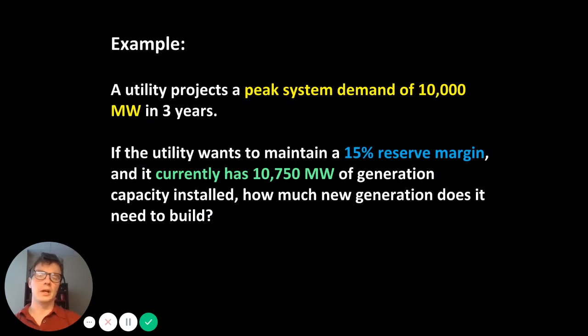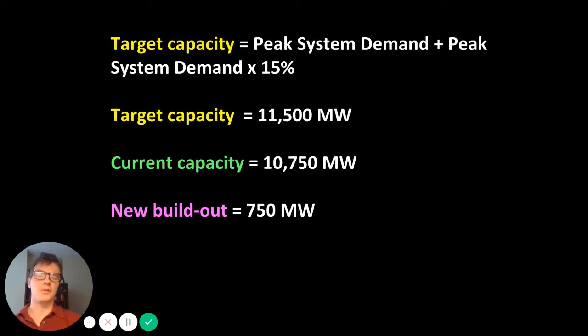So, for example, let's say a utility projects a peak system demand of 10,000 megawatts in 3 years. If the utility wants to maintain a 15% reserve margin, and it currently has 10,750 megawatts of generation capacity installed, how much new generation capacity does it need to build? Well, the target capacity would be peak system demand plus a 15% reserve margin. So if the peak system demand is 10,000, the reserve margin would be another 1,500. So the target capacity is 11,500. And if current capacity is 10,750, what we need is 750 megawatts of new capacity.